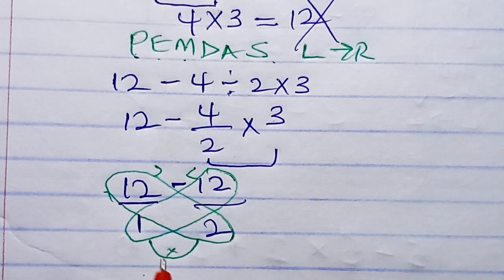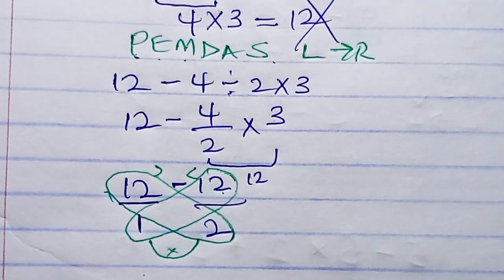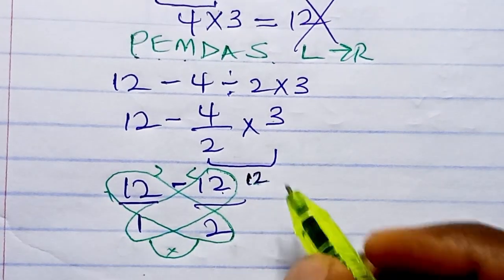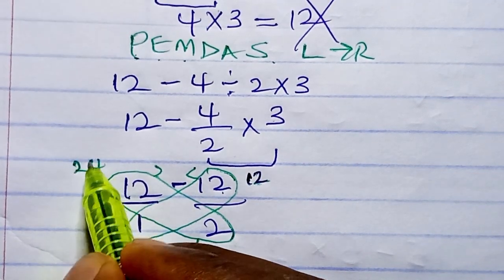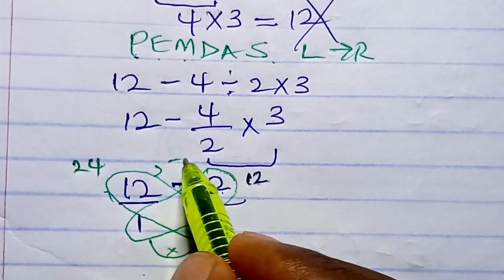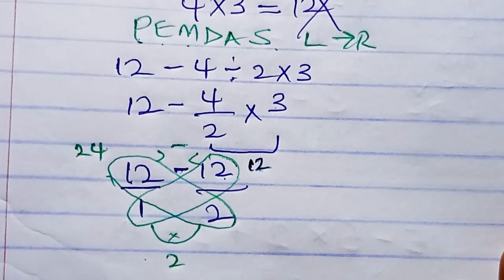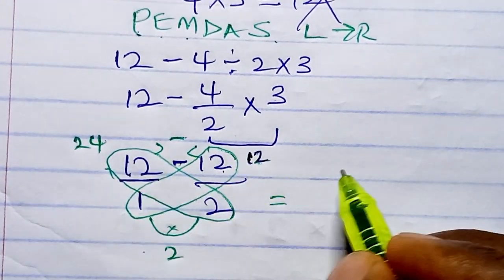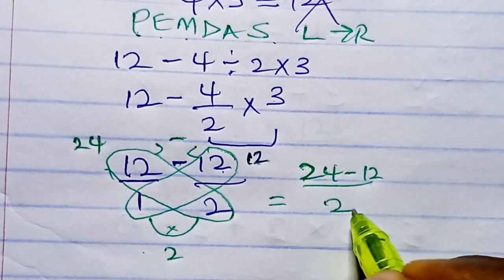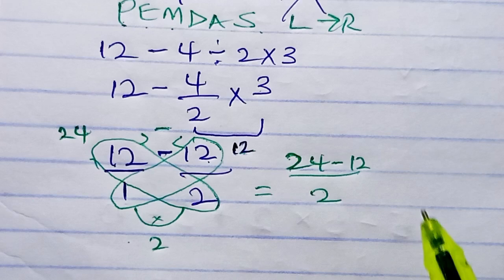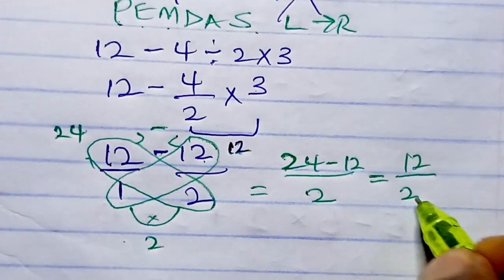So now we have 1 times 12, which is going to give us 12. Okay? 1 times 12, we're going to have 12. 2 times 12, this is going to give us 24. Alright? Don't forget that we are subtracting, so we'll put our minus sign. 1 times 2 is going to give us 2. So what we have here is 24 minus 12 over what? 2. Right? So 24 minus 12, this is going to give us 12 over this 2.